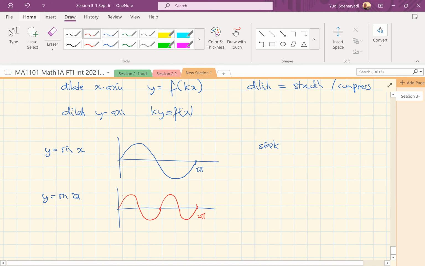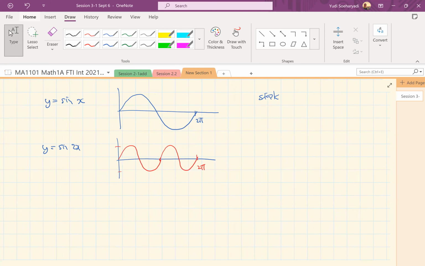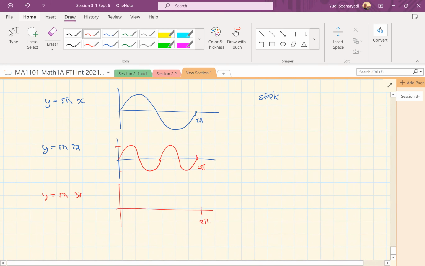I should show you how to use the math software to graph this one, but next time. Okay. So what's the difference here? When you have sine 3x, for example, you get something like this is 2 pi, but you have instead this. Right?